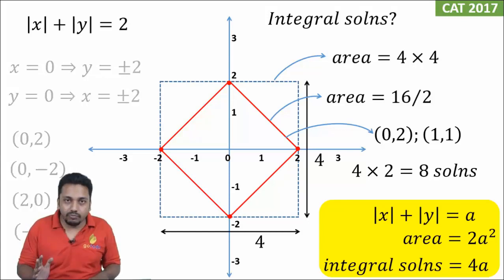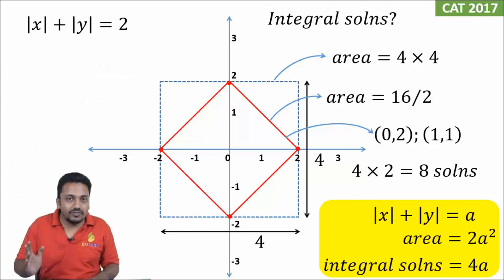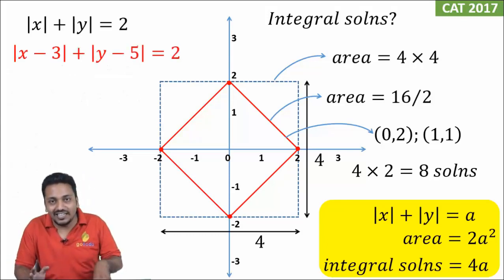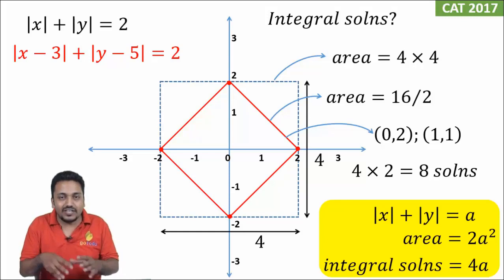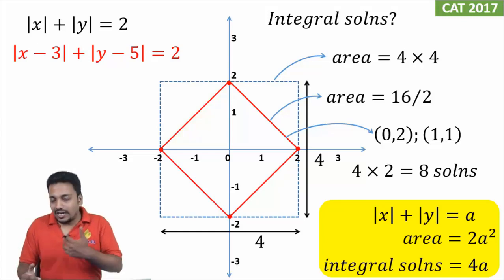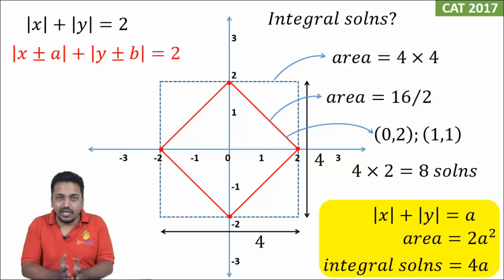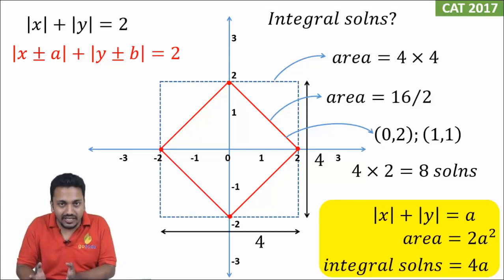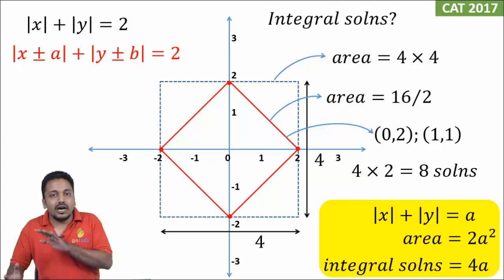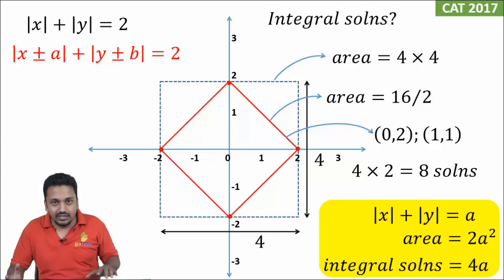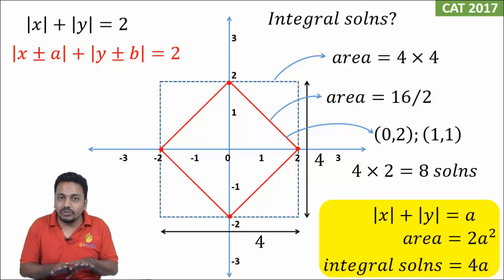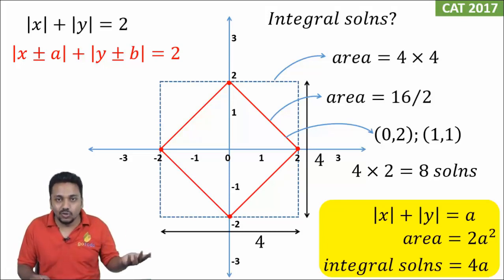Now one more important point to note is that even if the equation is |x - 3| + |x - 5| = 2, or let's say in general we have |x ± a| + |y ± b| = 2, these answers that we have got are going to be the same till the right hand side is 2. Our answers are going to be the same till the right hand side is 2 only.